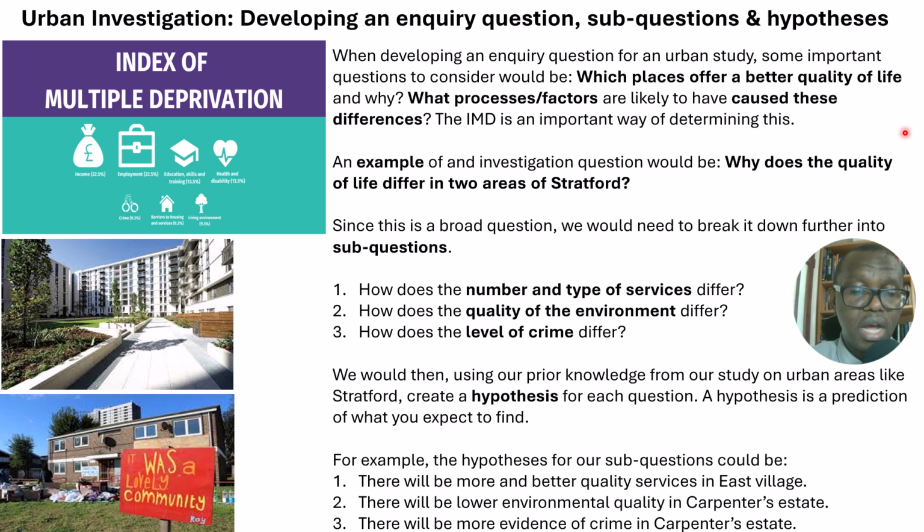Then the second hypothesis for the sub question would be there will be lower environmental quality in Carpenter's Estate. So these are hypotheses for your sub questions, and they are what you predict or you expect to find when you go to Stratford, to those two particular areas in Stratford.